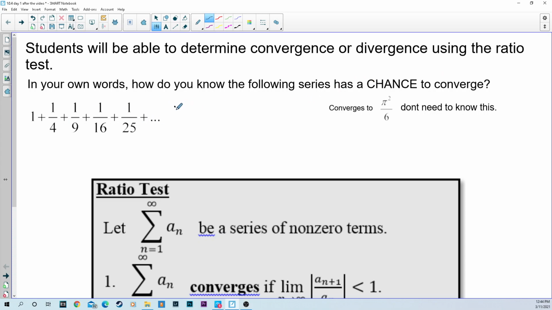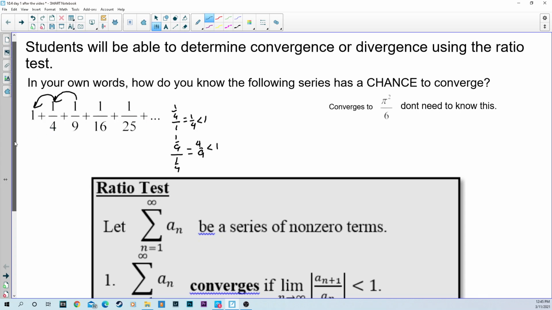If you take 1/4 divided by 1, that's 1/4, which is less than 1. If you take 1/9 divided by 1/4, in other words, the second term divided by the first term, or any two consecutive terms, and multiply the top and bottom by 4, that's equal to 4/9, which is also less than 1. So if you have a sequence that is decreasing, in other words 1/9, 1/16, 1/25, those are decreasing, then your series has a chance to converge.